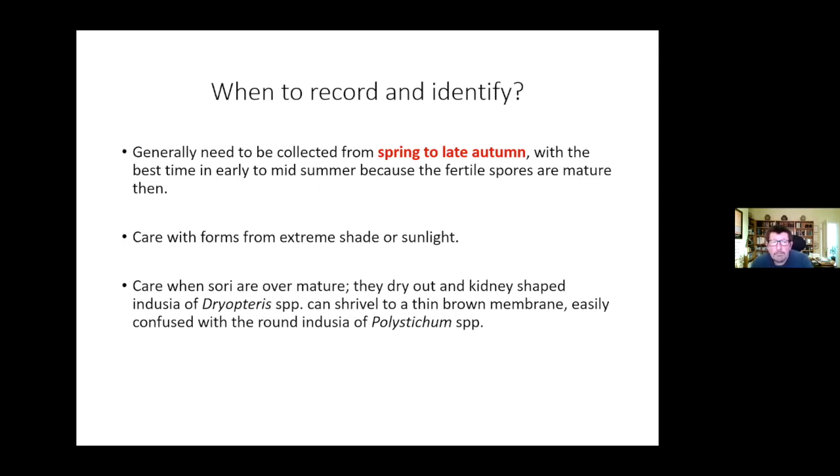Do take care with forms from extreme shade or sunlight. They can be a bit strange. They can be very stunted, or they can have very short fronds. And towards the end of the season, the sori get very mature and they dry out, and the kidney-shaped ones in Dryopteris can shrivel and start to look a bit like ones of Polystichum. So take care if you're looking at ferns towards the end of the season in the autumn, because the Indusium will be a bit different.